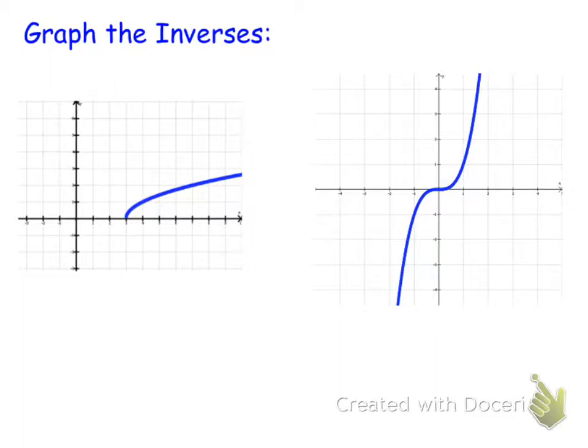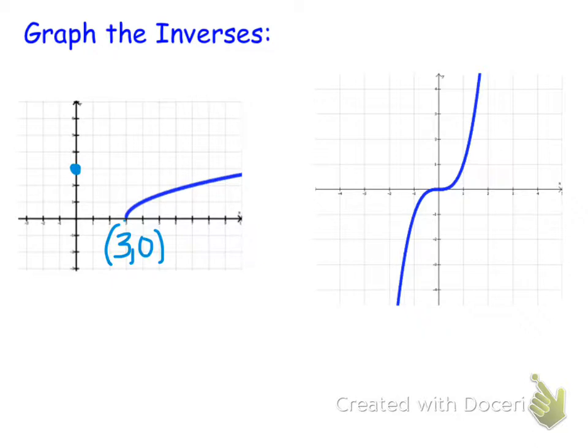Here's the first one. You can see it's a square root graph, and I want to graph its inverse. So what I like to do is switch the x and y values. I'm going to look at this first point here, and I can see that that point is 3, 0. So if I'm going to graph the inverse, I'm just going to switch those around and graph 0, 3. And I'm going to do that for each of the nice main points.